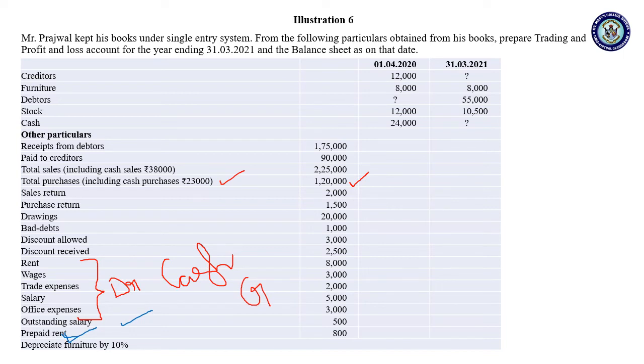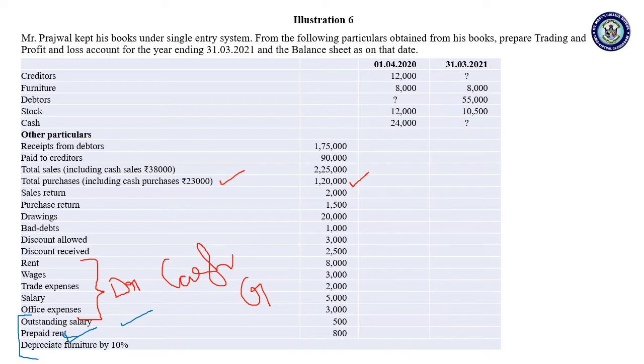Depreciation of furniture by 10% will again be recorded in the P&L account, and it will not affect my debtor, my creditor, or my cash, because depreciation is a non-cash item. Actually, cash does not go out of your pocket. There is no outflow of cash from you, it is just a non-cash item, so it will not affect my cash account. So for the last three items, there is no need to pass a journal entry.